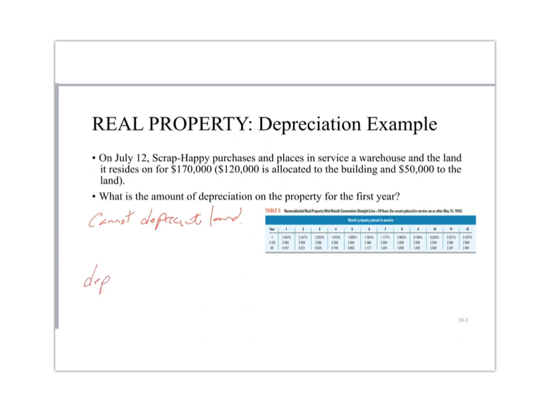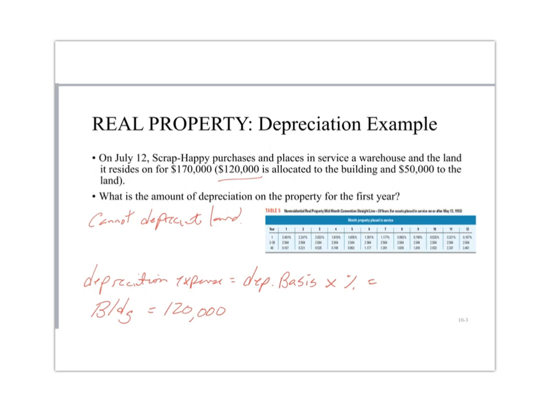All right, and so how do we figure out depreciation? Depreciation expense is equal to the depreciable basis times our percentage. That's all you have to do. So what is our depreciable basis? Well, we're talking about the building, so that's $120,000. And now we have to figure out, remember, real property uses the mid-month convention. So what does that mean?